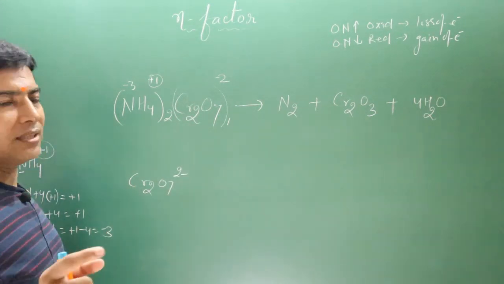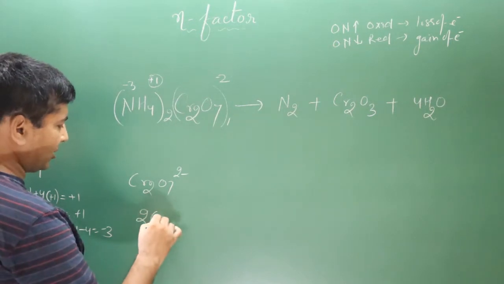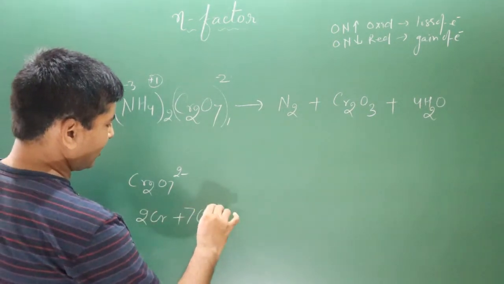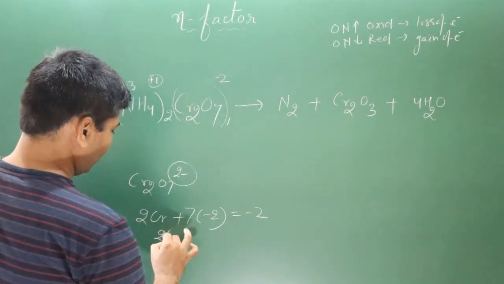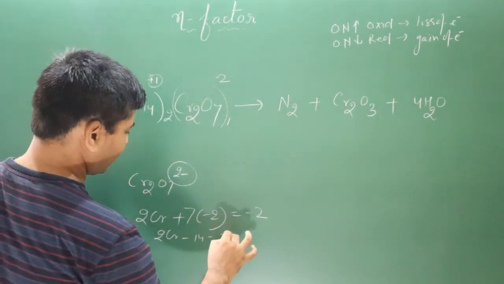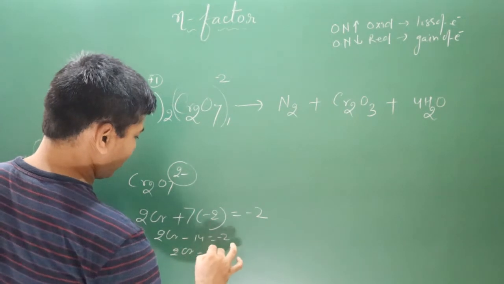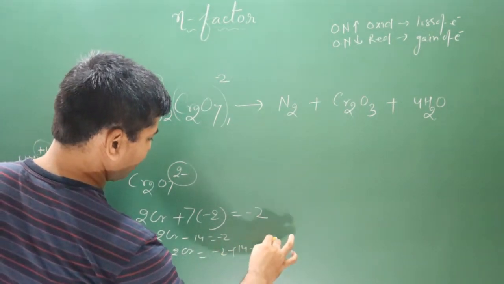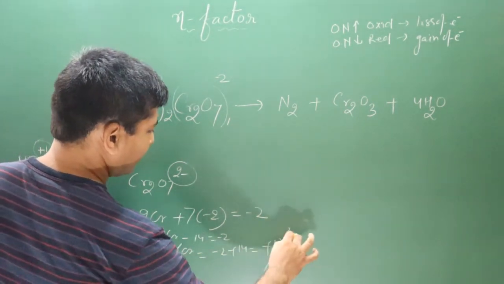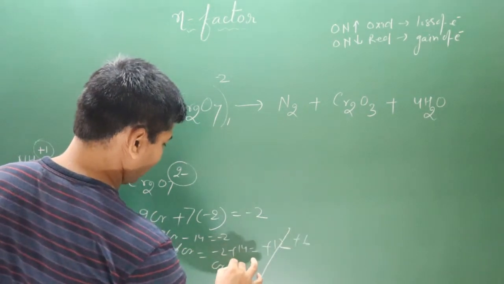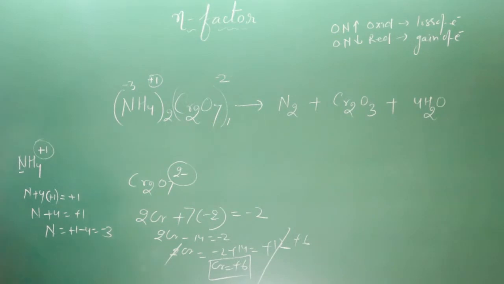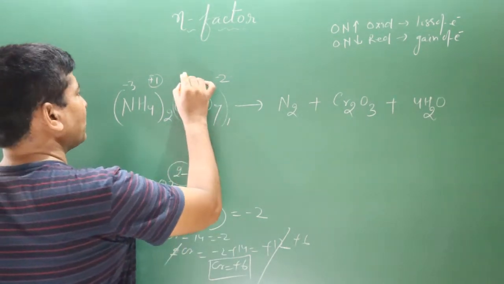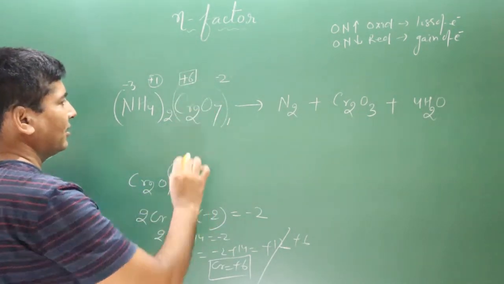Calculate the oxidation number of Cr, the metal. 2 Cr plus 7 oxygen, each oxygen is minus 2. Overall charge is minus 2. So 2 Cr minus 14 is equal to minus 2. Then 2 Cr is equal to minus 2 plus 14, we got plus 12. You can cancel it, we got plus 6. Cr is equal to plus 6. Each Cr has plus 6 oxidation number. You can see chromium is present in plus 6 oxidation number.